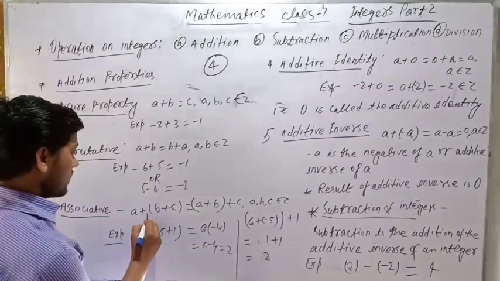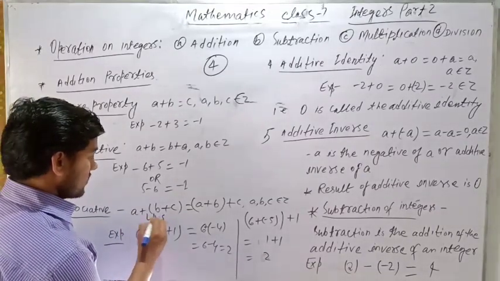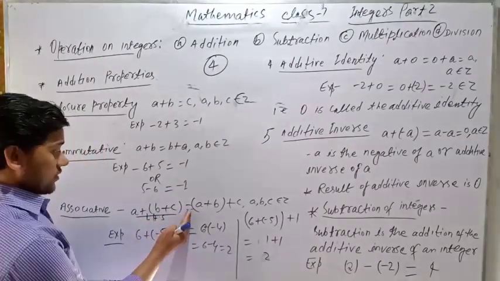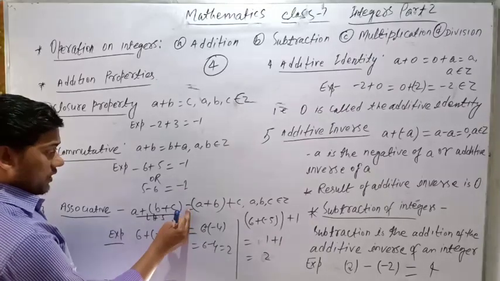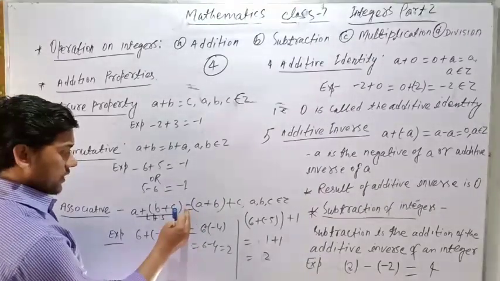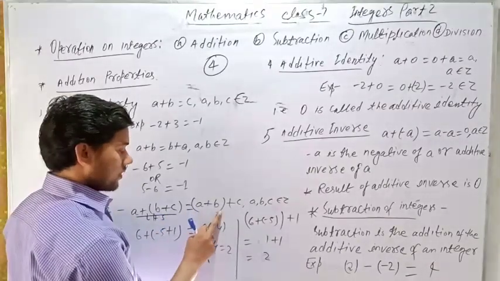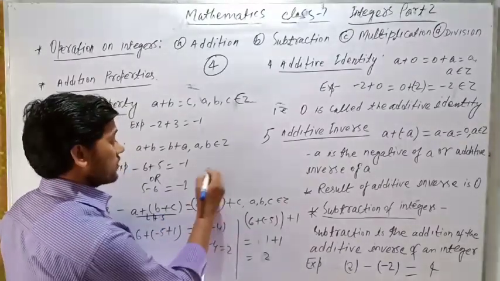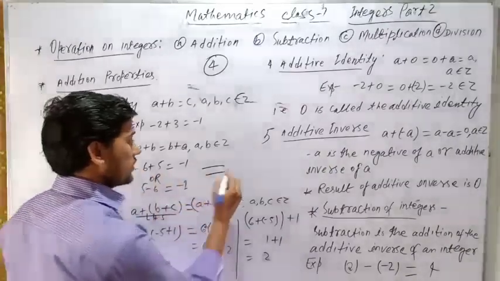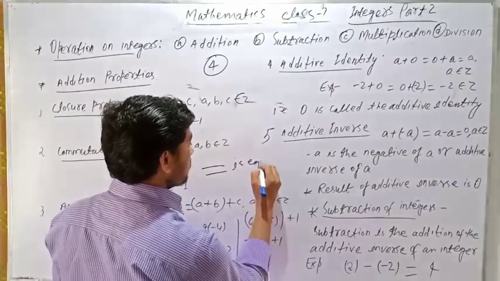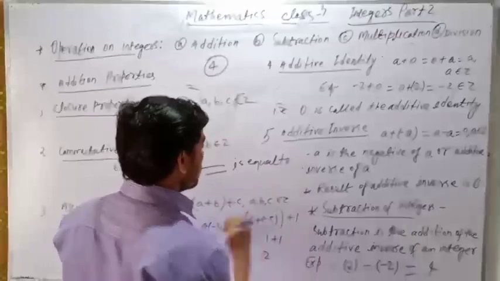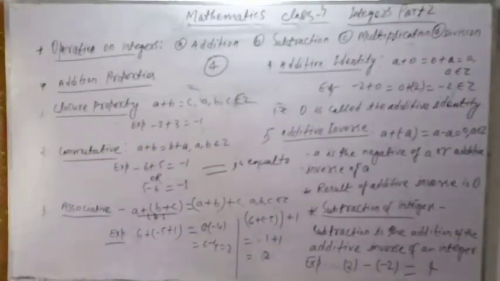It is LHS. Left side of the sign of equality is LHS and right side of the sign of equality is RHS. This is the sign of equality, or is equal to.